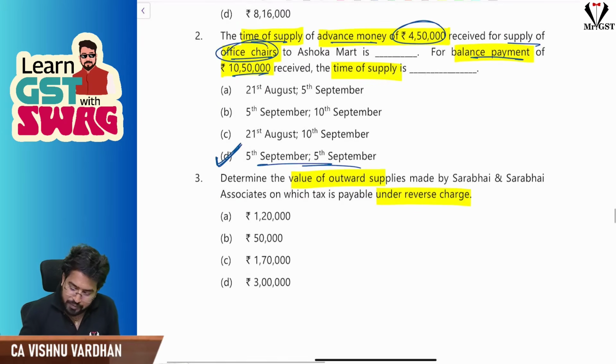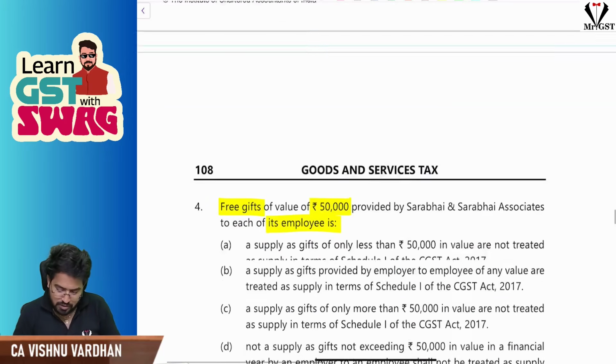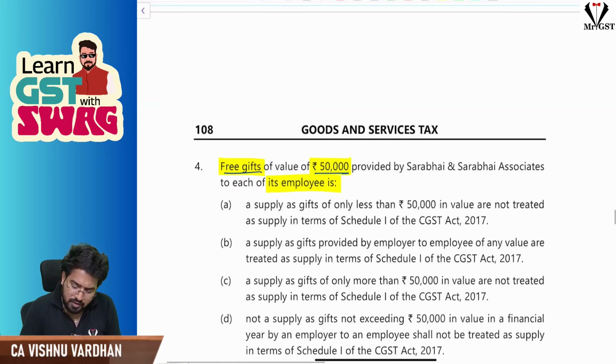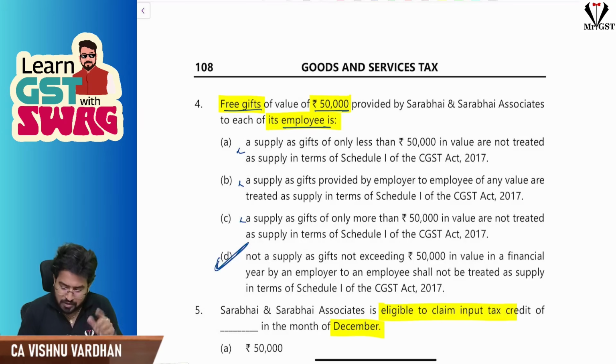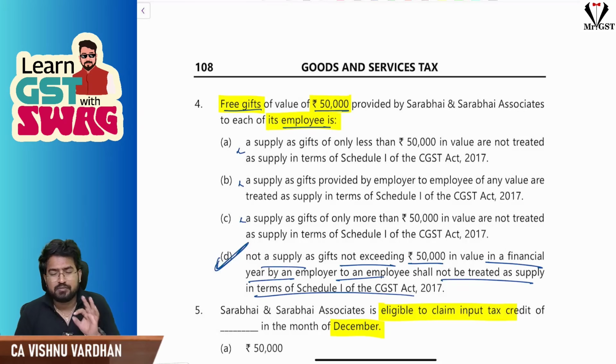Simple. What is the value of outward supplies covered under RCM? We have to check. What about gifts of value 50,000 given to its employees? If you see, up to 50,000 you have the relaxation. It is not at all a supply. In all these options, they give supply, supply, supply. This is the only option where they said not a supply, as gift not exceeding 50,000 in a financial year by employer to employee shall not be treated as supply. Proper explanation. Without reading the case study, 2 of the 5 MCQs we have finished.